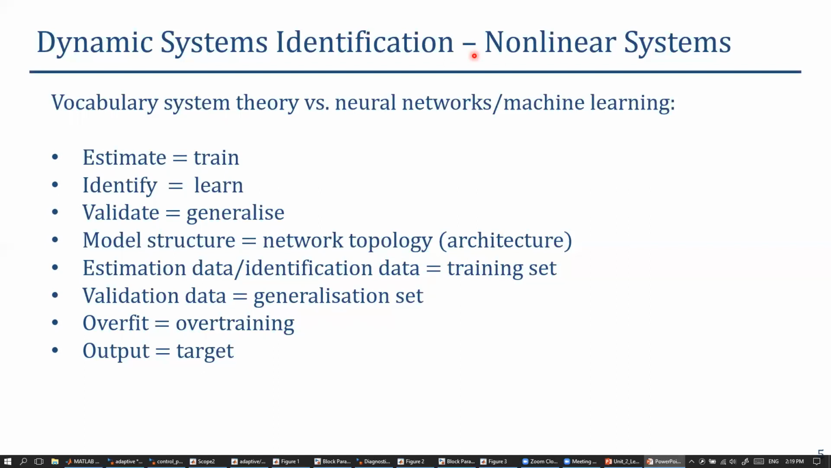So our estimation or identification data is a training set. Validation data is a generalization set. What we call overfit, they would call overtraining. We call it output, they call it target, and so on. So basically, it is important for you to know that there are many different words for the same things.